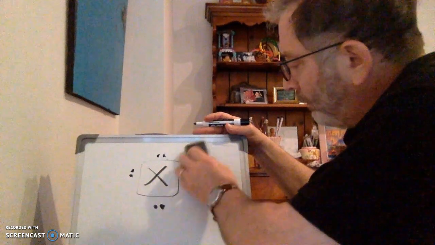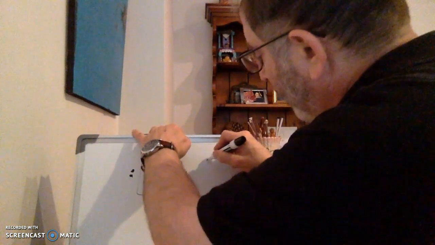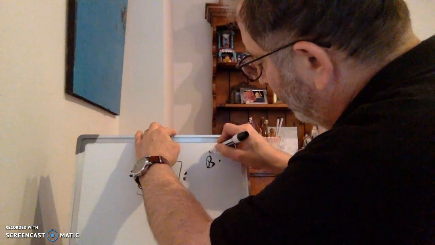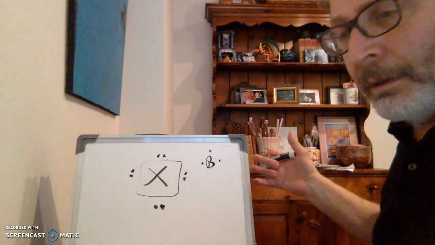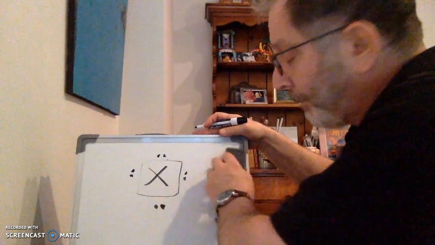Here, let me show you a couple. Let's pick one randomly. What would boron look like? Boron has 3 valence electrons. 1, 2, 3. See how simple that is? This is all in the textbook, by the way. You can look it up.